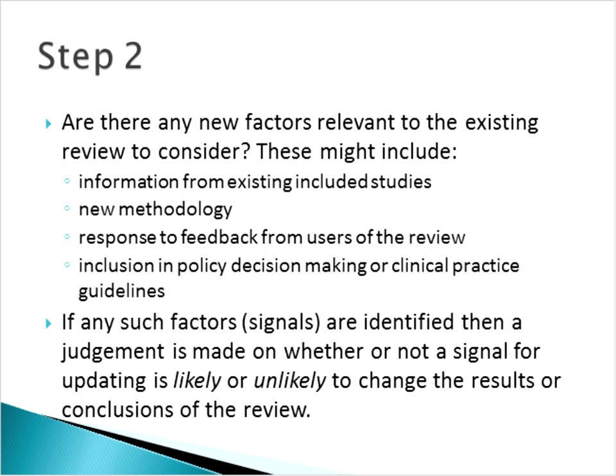Another example might be if you had a lot of crossover trials in your original review. We now know that there are methods that mean you can use both parts of a crossover trial rather than just the first part, so that might be a trigger for updating. If you're getting lots of response and feedback from users of the review, or if it's going to be included in a recent guideline or policy guideline practice, that might be a trigger for updating. So if any of these factors, which we're calling signals, are identified, then a judgment needs to be made about whether or not that signal for updating is likely or unlikely to change the conclusions of the review.